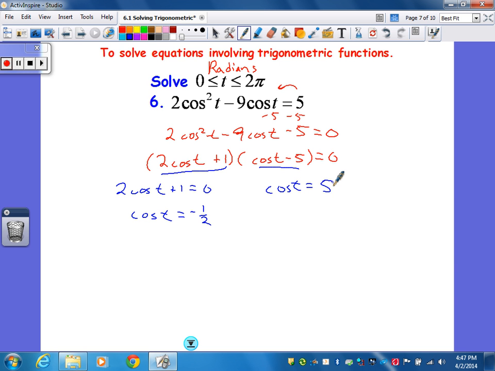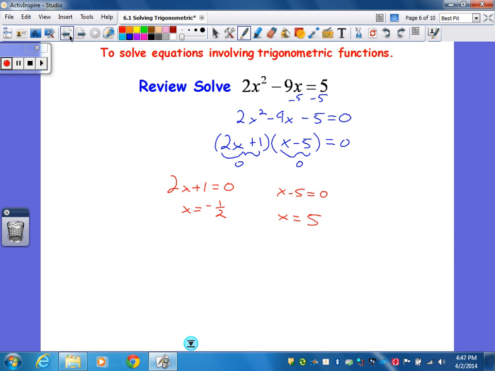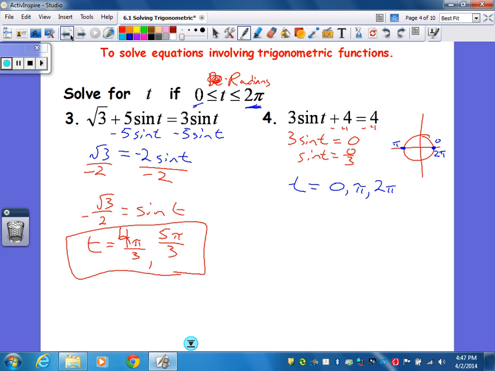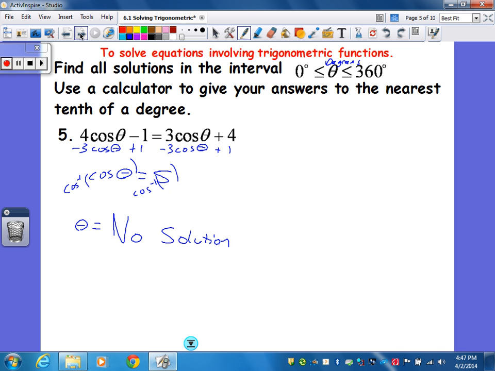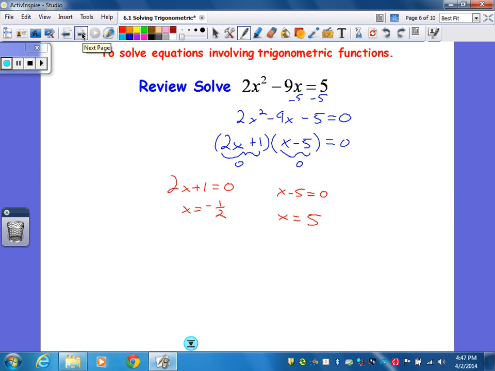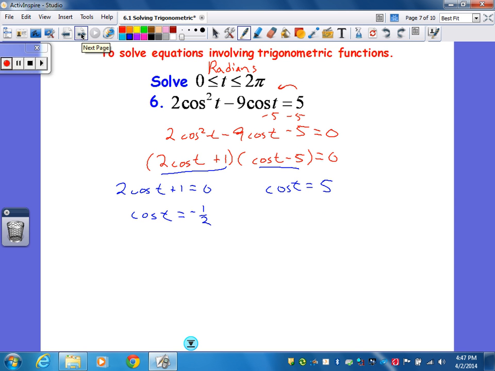Oh, look at that. That looks pretty familiar, doesn't it? If I go back, maybe it's, oh, look at that. Cosine theta equal to 5 is no solution. So we already have one answer. So we're going to write, if I can find the right slide, right? So cosine t, so t has no solution. It's not alive, so it can't have a soul, right?